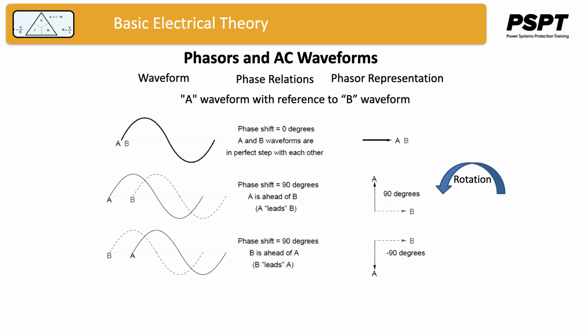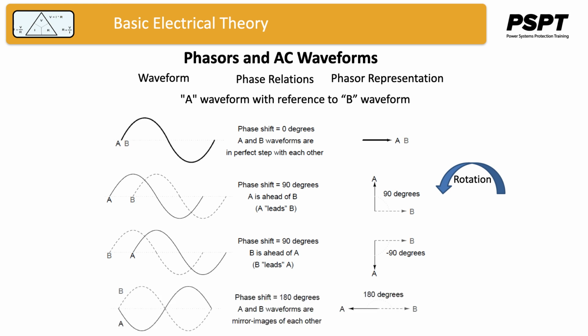And a phase shift of 180 degrees means that A and B waveforms are basically mirror images of each other or are in the opposite directions.